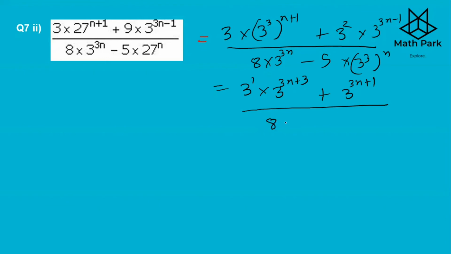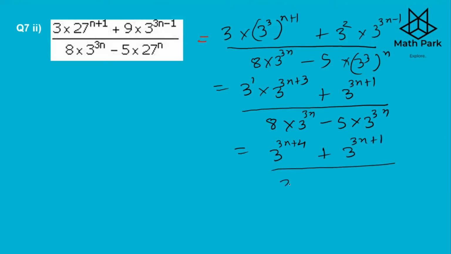One more step we will have 8 into 3 raised to 3n minus 5 into 3 raised to 3n. Up to here clear? Again, in the numerator, we have 3 raised to 3n plus 4, okay? 1 plus 3, 4. Plus 3 raised to 3n plus 1 upon, we will have 3 raised to 3n taken common. In bracket, we have 8 minus 5.